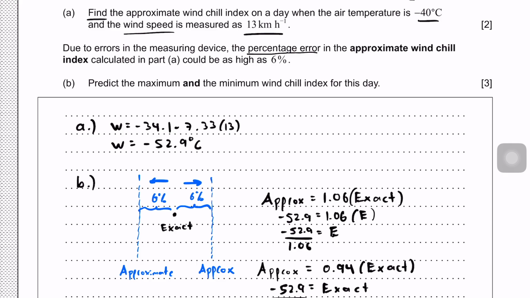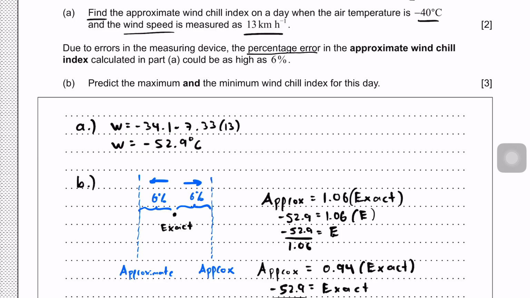Again, the logic is, if we didn't have any measurement error, we would just get the exact value exactly as it is. But we do have some measurement error, and our approximate value could be as high as 6% above the exact or 6% below the exact. So the approximate value is equal to 1.06 times the exact, or the approximate value could be 6% less, or only 94% of whatever the exact is. And that's where we get these equations right here.